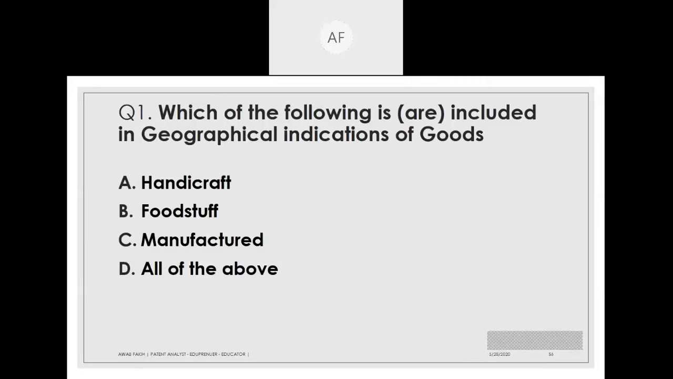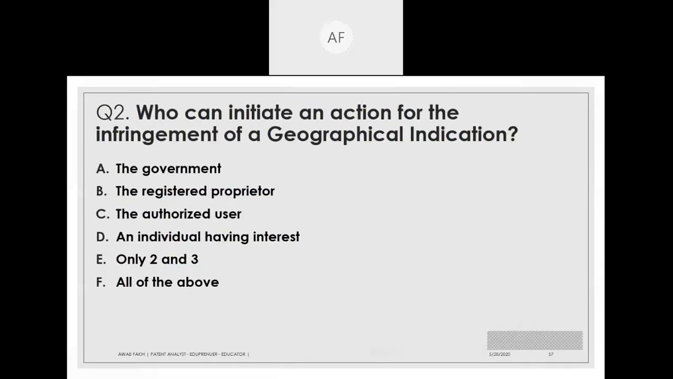Here is your question number 1. Just answer question number 1, then you answer question number 1. It will be much easier for us. Who can initiate an action if there is something wrong with it? A little tricky question.